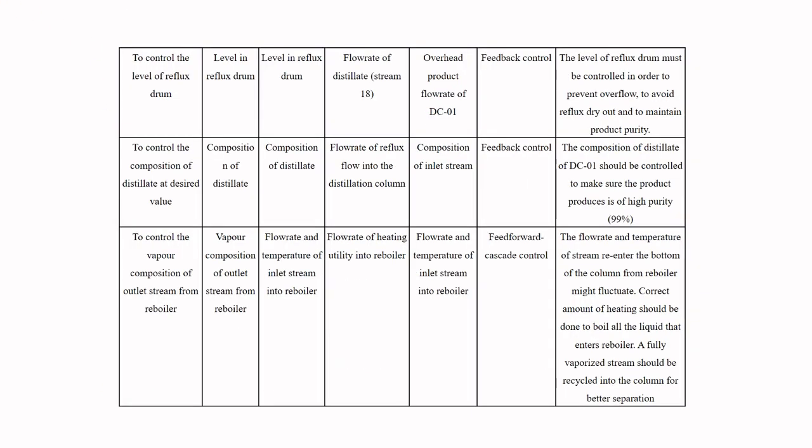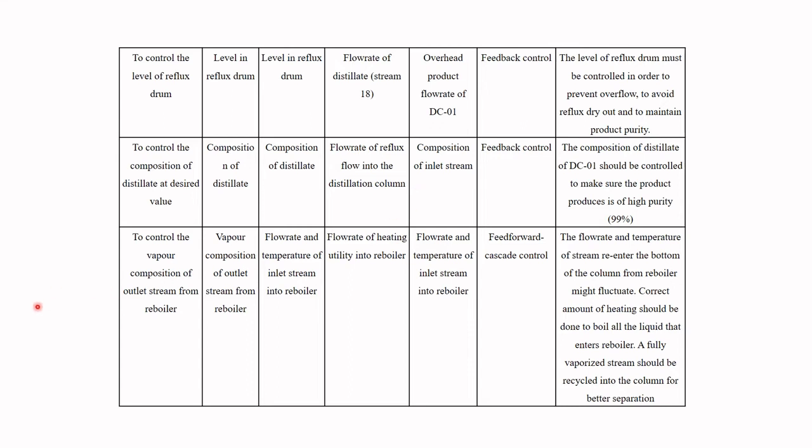Apart from controlling the level in the distillation column, the level in the reflux drum must also be controlled to prevent overflow, to avoid reflux dryout and to maintain product purity. The composition of distillate from DC01 should be controlled to make sure the product produced is of high purity, which is 99%, and it is done by manipulating the flow rate of reflux flow into the distillation column. The control configuration that is suitable for all the control objectives mentioned is feedback control because the action is taken based on the measured variable and flow rates are manipulated accordingly to achieve the desired set point.